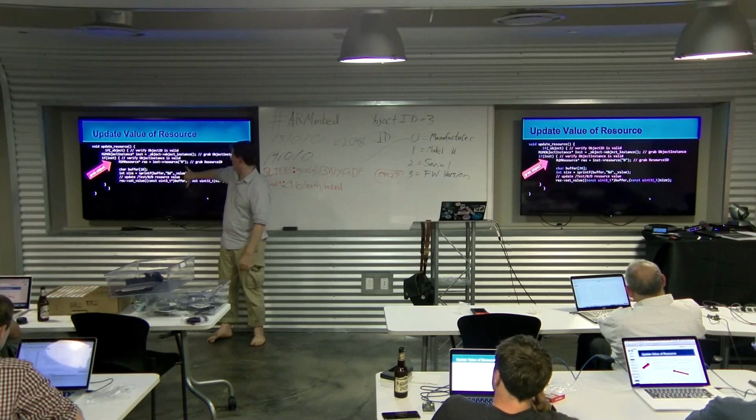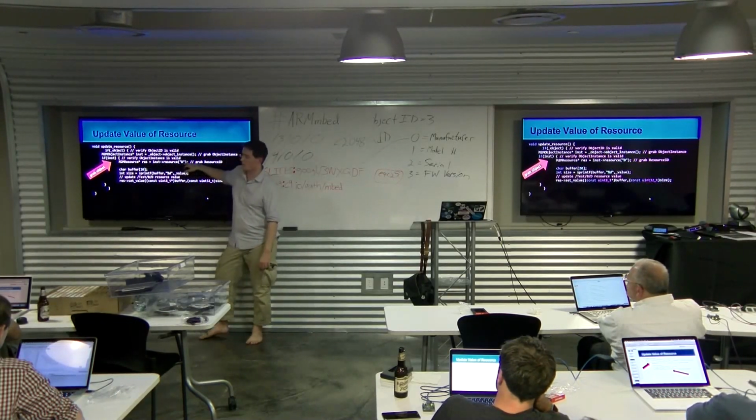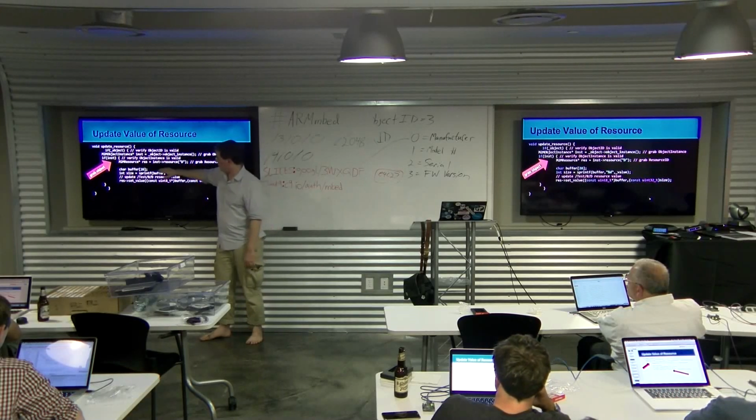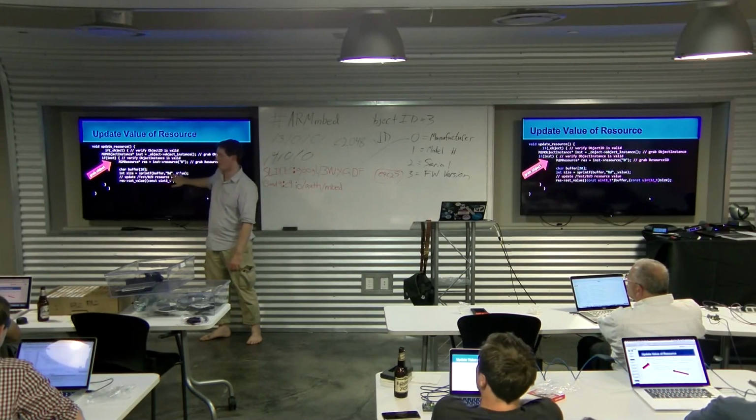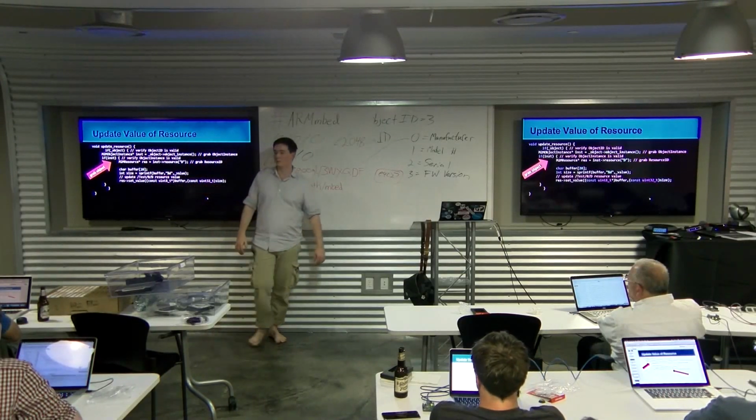Right here is the nitty gritty bit. We now have in resource a pointer to the D resource. We grab the buffer, we put some new stuff in the buffer, and then we set the value to the contents of that buffer again.